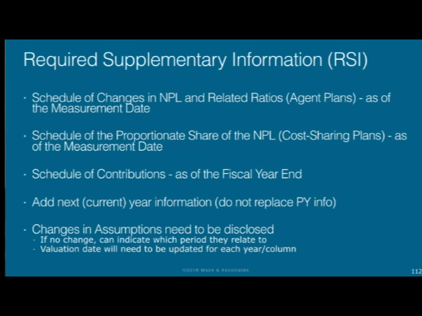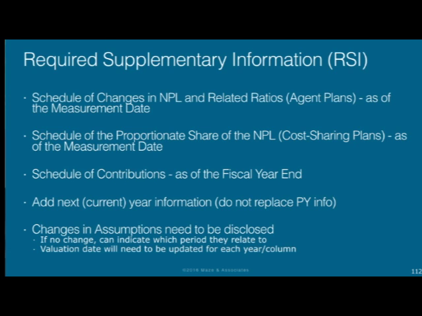So the required schedules are the schedule of changes in net pension liability and related ratios. That's for the agent plans. That one is as of the measurement date, so that's why you would use the information out of the CalPERS accounting valuation. Then for the cost-sharing plans, it's the schedule of proportionate share of the net pension liability, and that's, again, as of the measurement date. Then the other schedule, the schedule of contributions, you have to have that for both agent or cost-sharing. The schedule of contributions is for the fiscal year, not to do with the measurement date.